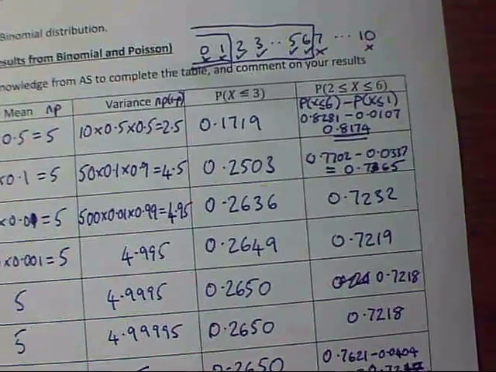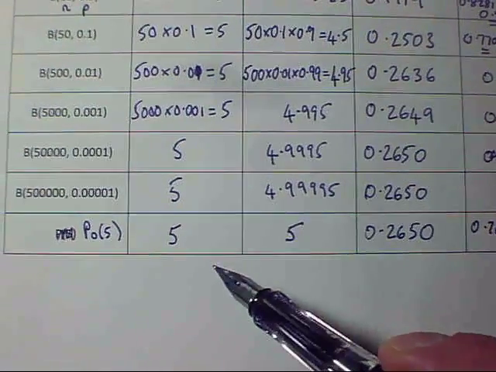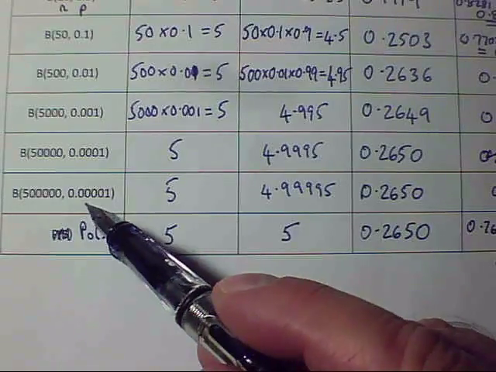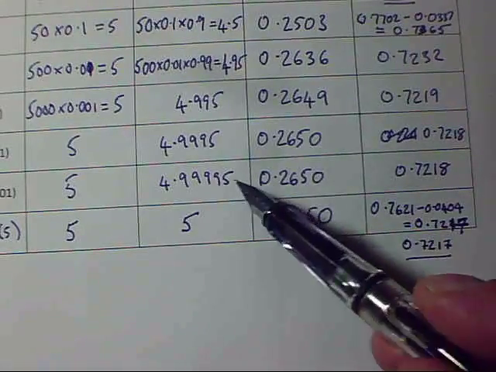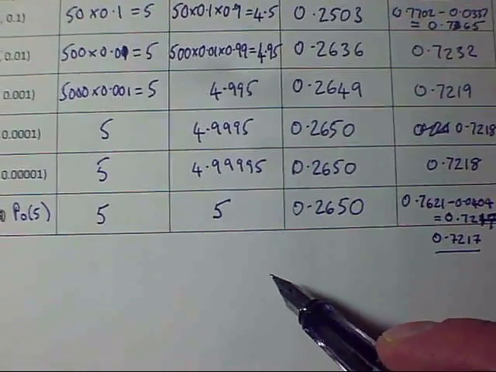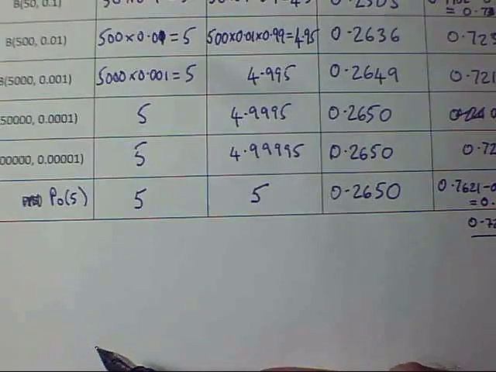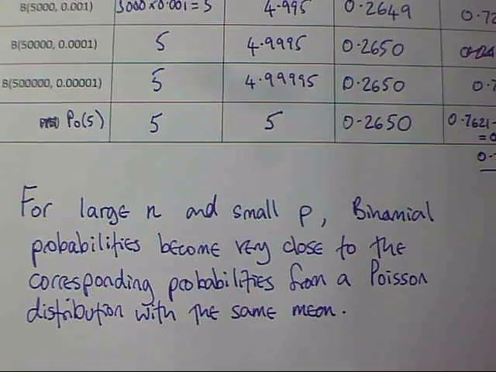So what I notice is that if I restrict my attention to binomial distributions, remember what they had in common was a mean of 5, then as n gets very, very large and p gets very, very small, keeping a mean of 5, all the answers I get for everything, for variance and for probabilities from the binomial distributions, get very, very close to a Poisson distribution with the same mean. So I can record that as: for large n and small p, binomial probabilities become very close to the corresponding probabilities from a Poisson distribution with the same mean. And this is the basis for the Poisson approximation to the binomial distribution.